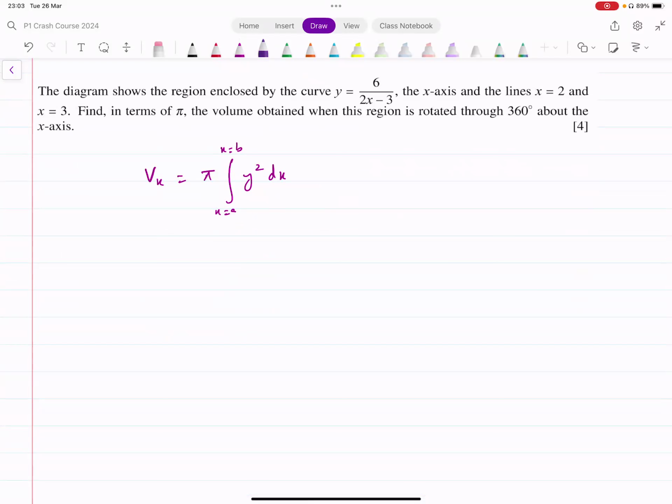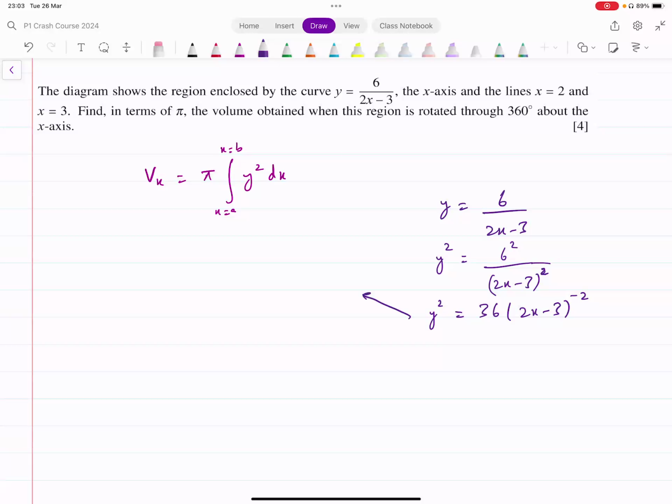Now, let's see how we're going to input values in this formula. We have y equals 6 over 2x minus 3. Remember, we need y squared to be the subject. So we first can square this, and that gives us 6 squared divided by 2x minus 3 whole squared. For integration, we need the x terms to be in the numerator. So y squared equals 6 squared, which is 36, into 2x minus 3 whole raised to the power negative 2. That's what y squared is.